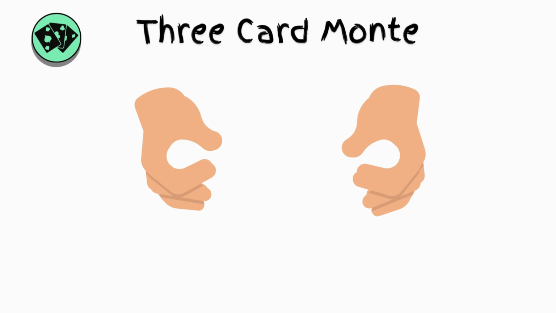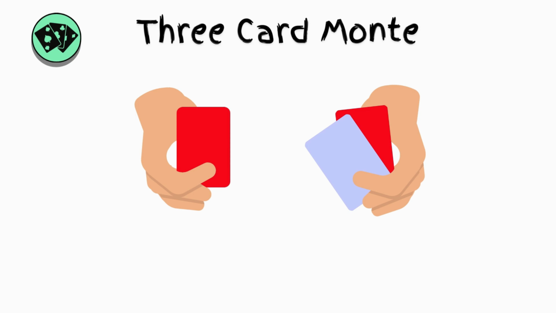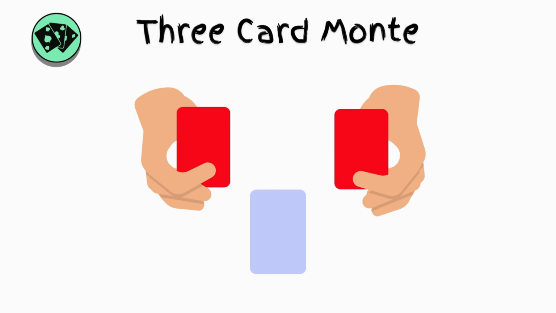3-card Monte. In this card game, the dealer holds 3 cards, 2 losing and 1 winning card, and shuffles them rapidly to confuse the audience. Through skillful manipulation, they ensure the audience can never correctly guess the winning card's location.